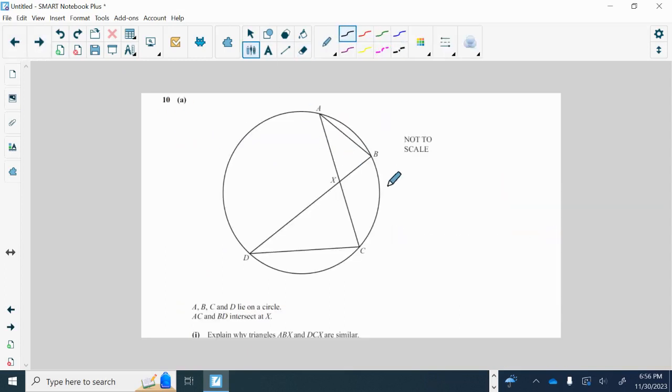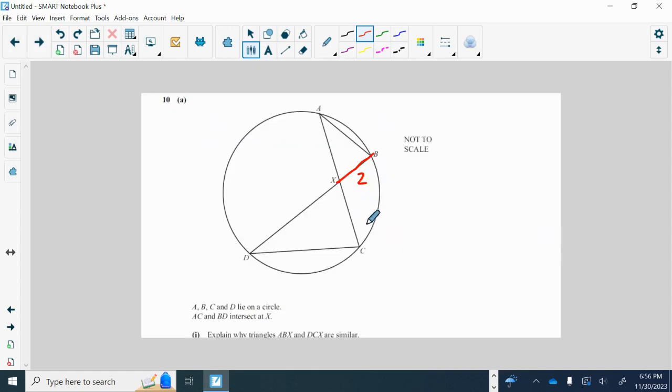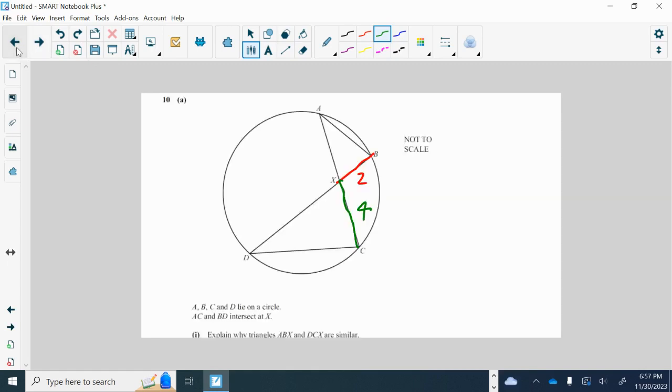Okay, BX equals 2 centimeters. So let's put that in. BX equals 2. I would annotate, if I were you, CX equals 4, in different colours. So CX equals 4. And the area of the triangle ABX is 4.5. Okay, fine.